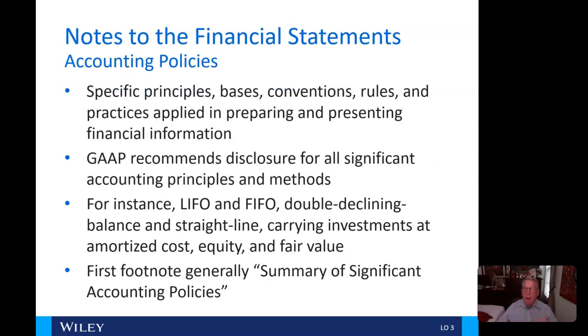Also accounting policies. As you would well know, the way we apply some of our principles, bases and conventions and rules definitely affect how we present financial information. And of course, GAAP recommends the disclosure of all significant methods and principles, and LIFO and FIFO, double declining balance, would definitely have an effect on our amortized cost, etc. And the footnote is generally going to say summary of significant accounting policies.